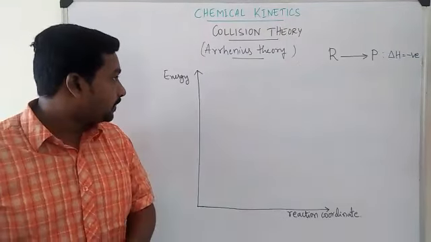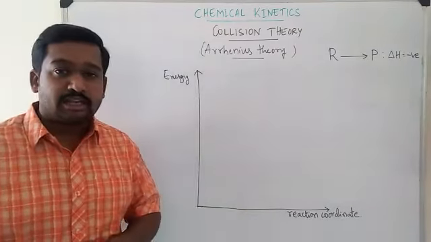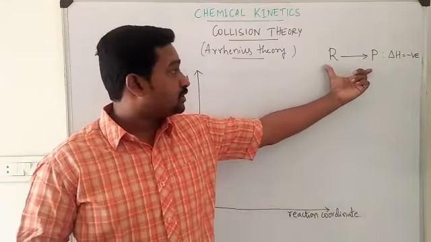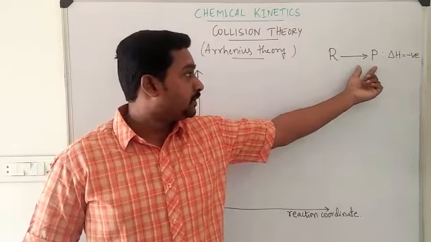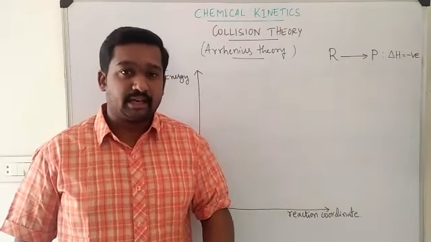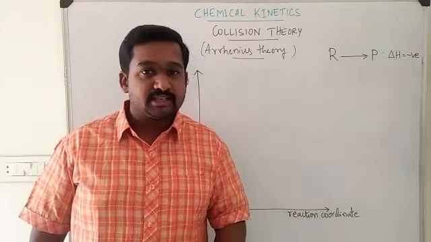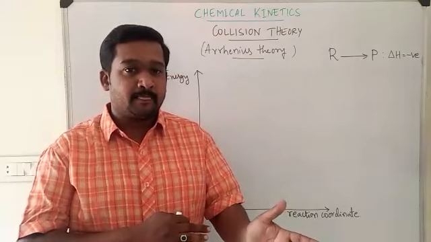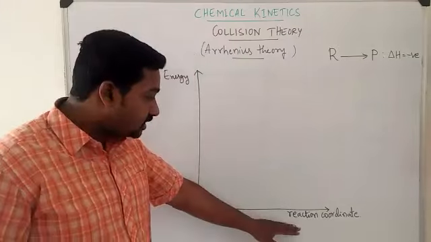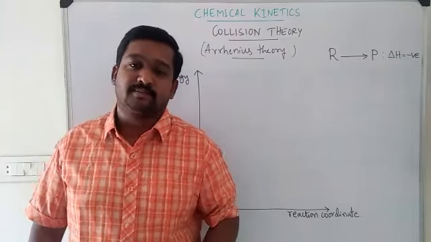Now I have chosen energy along the y-axis and reaction coordinate along the x-axis. I'll explain what reaction coordinate is. Before that, let us assume a reaction R gives P, which has a delta H value negative. Delta H negative means an exothermic reaction. Purposefully I have taken this delta H negative because we were discussing kinetic feasibility based on the concept of thermodynamic feasibility.